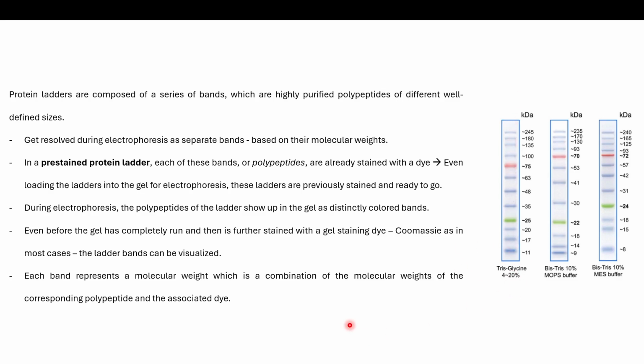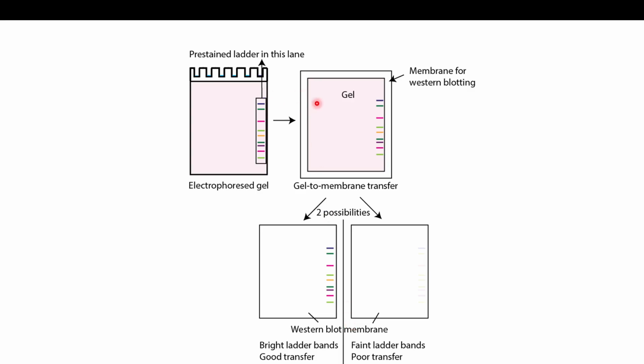Okay. Now see, another advantage of having a pre-stained ladder is this. This is the gel that you have run. These are the samples that have run. Okay, pre-stained ladder you have loaded, and during Western blot, what happens is you transfer whatever bands are there on the gel onto the membrane. Now, if it is already pre-stained, you will have an idea of how well the transfer has taken place, or even whether any transfer has taken place or not.